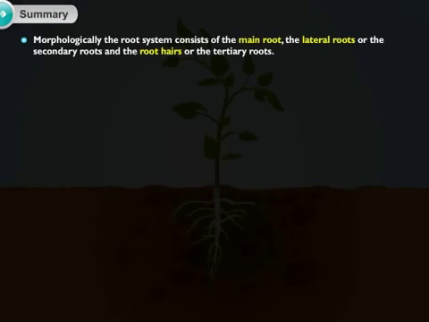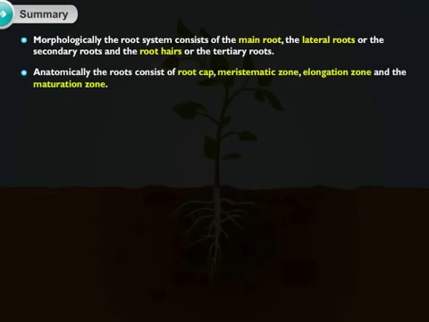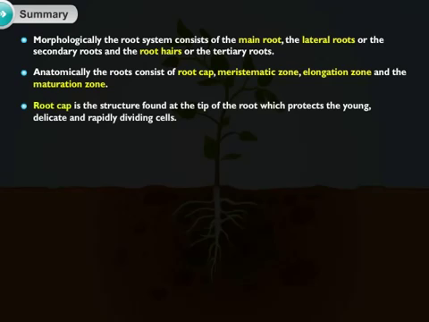Morphologically, the root system consists of the main root, the lateral roots or the secondary roots, and the root hairs or the tertiary roots. Anatomically, the roots consist of root cap, meristematic zone, elongation zone and the maturation zone. Root cap is the structure found at the tip of the root which protects the young, delicate and rapidly dividing cells.